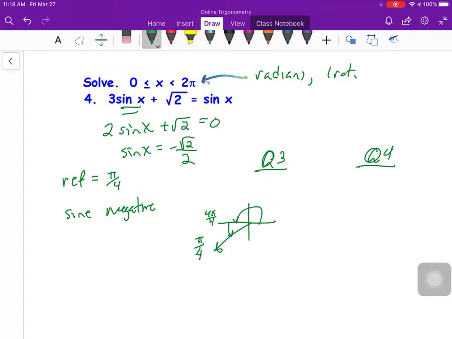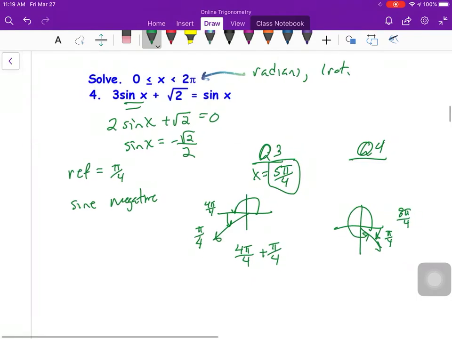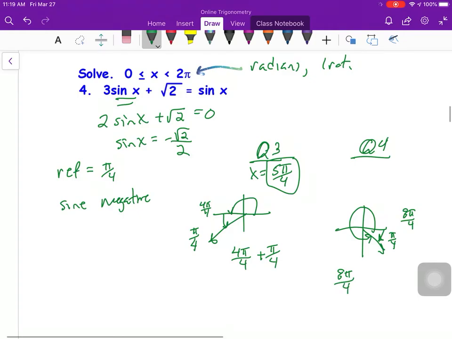A full pi would have been 4 pi over 4 up to here. So I have to go 4 pi over 4 plus an additional pi over 4. So in quadrant 3, I get x equals 5 pi over 4. Quadrant 4, again, I'm going down pi over 4. So to get this angle, 2 full pi's would be 8 pi over 4. So I'm going to take 8 pi over 4 and subtract 1 pi over 4. So in quadrant 4, I get 7 pi over 4.